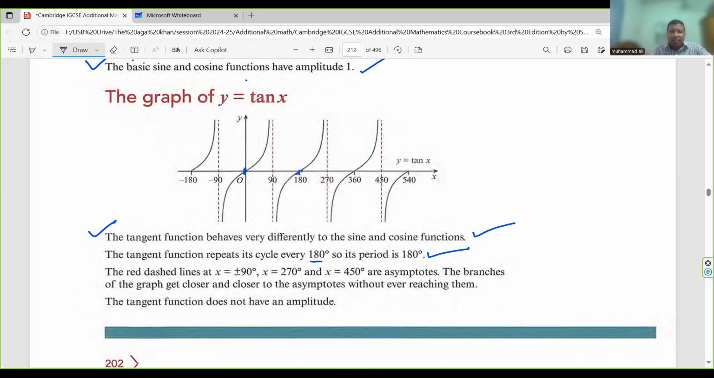The red dashed lines at x equals plus minus 90, x equals 270, and x equals 450 are asymptotes. The branches of the graph get closer and closer to the asymptotes without ever reaching them. The tangent function does not have an amplitude. So this is the basic information for sine, cos, and tan function.